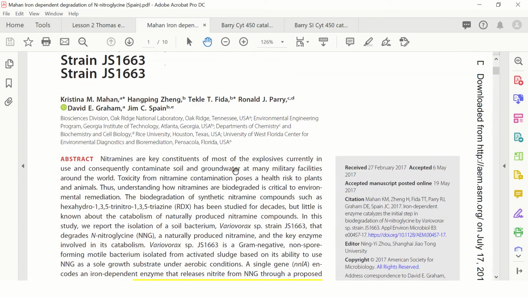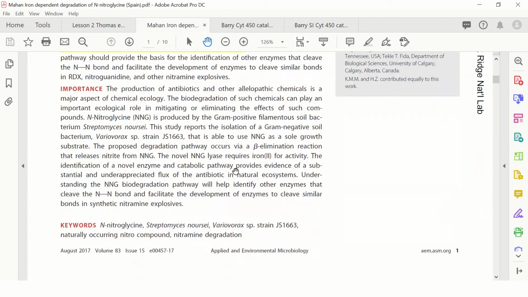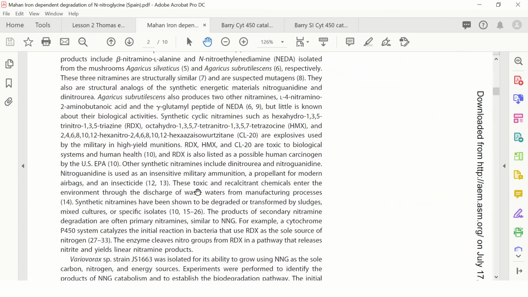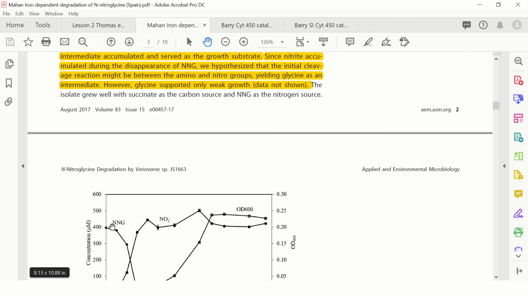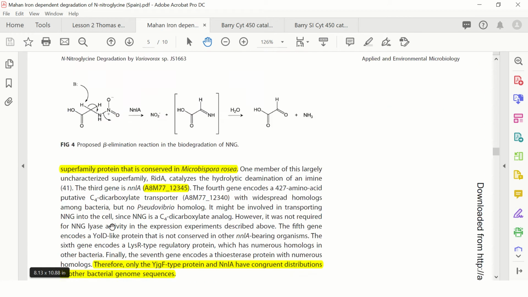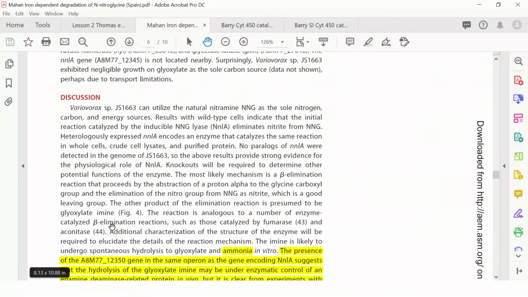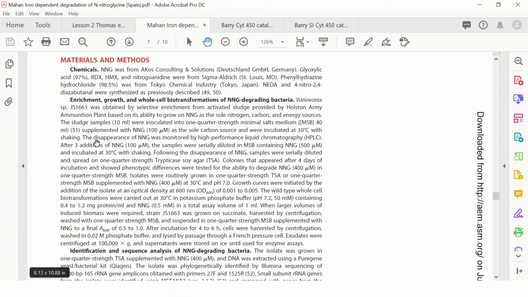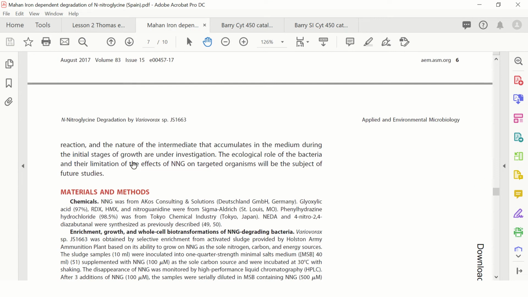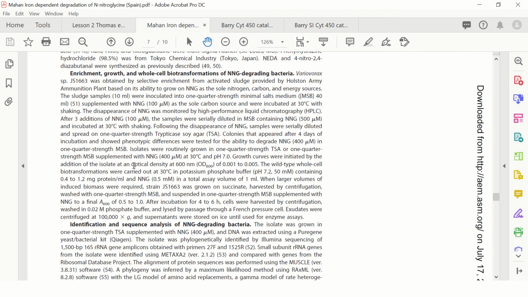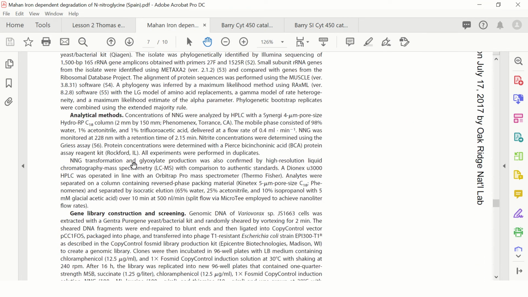For instance, in this paper, there's the abstract, here's the introduction, and then the results comes right after the introduction. Materials and methods in this paper is found all the way at the end, after the discussion. It is also in a different font, which sort of highlights where it is.